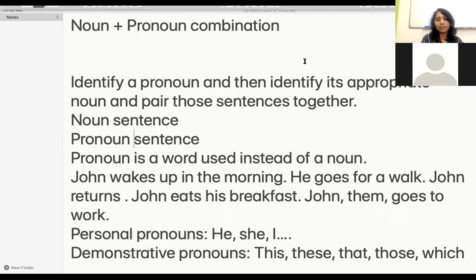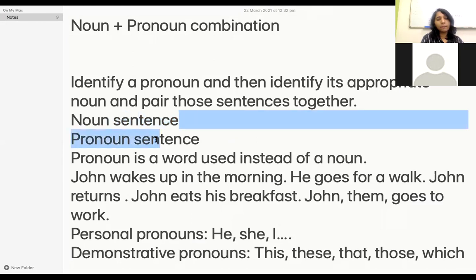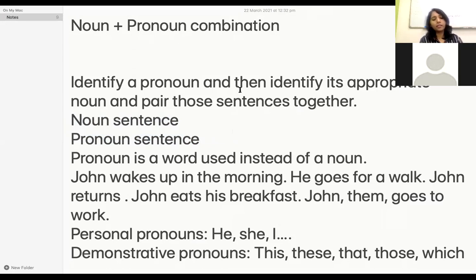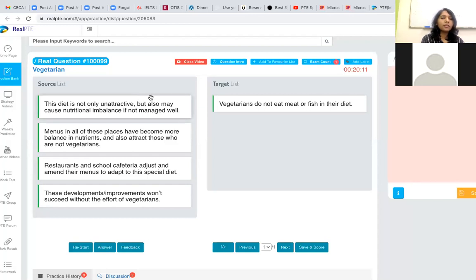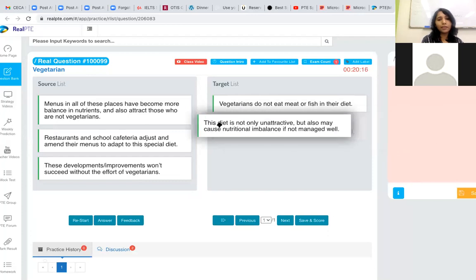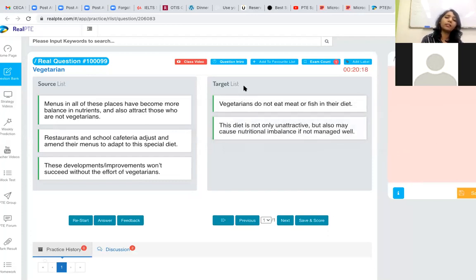Any doubts with this? So you make one pair using your noun and your pronoun. Okay, so this is one way to make pairs. So if you look at your practice question or this example question, this diet is talking about this vegetarian diet. You put them together, or you pair them together. So vegetarian and this diet, they go together. So you get one pair.